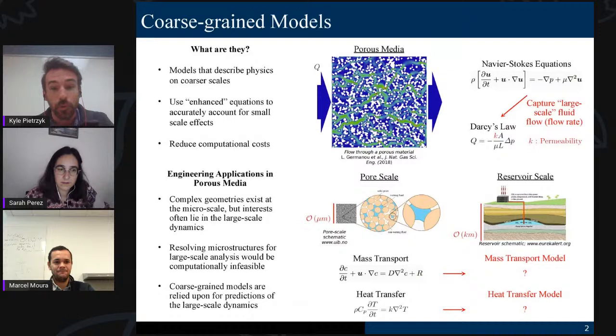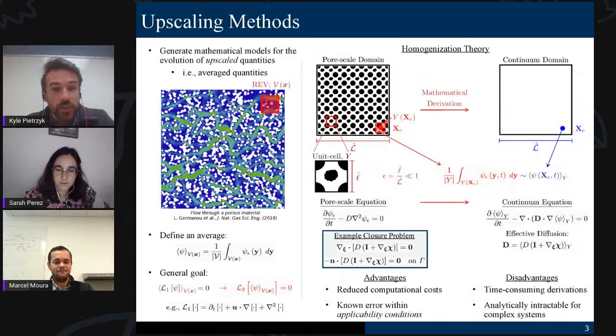So coarse grain models are often relied upon. But the question is, what about other types of physics besides fluid flow? What kinds of coarse grain models should you use? So for mass transport or heat transfer. One of the answers to this question is you could use upscaled methods, which give you these mathematical models of upscaled quantities or average quantities.